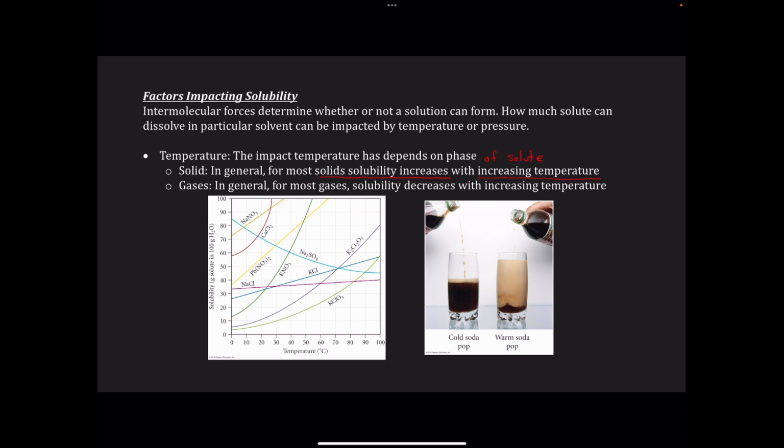Now, if our solute is a gas, for most gases, the solubility actually decreases with increasing temperature. So notice in our picture here, we're comparing cold soda to warm soda. The warm soda has all that fizz. That is now undissolved carbon dioxide, versus the cold soda where we have little fizz. That means most of our carbon dioxide is staying dissolved.